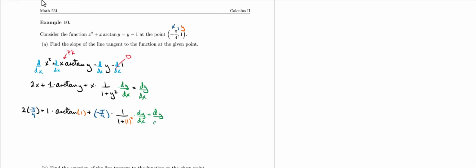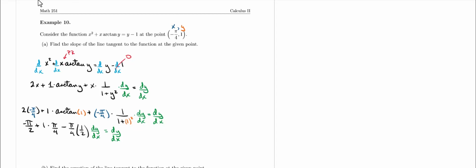and this is equal to dy/dx. Alright, simplifying a little bit here, we're going to have negative pi over 2 plus 1 times, alright, what is the arctangent of 1? In other words, what is the angle whose tangent is 1? Well, the only angle that fits this description is pi over 4, plus, well, technically now it's negative pi over 4, times 1 over 1 plus 1. It's going to be negative pi over 4 times 1/2 dy/dx, and this is equal to dy/dx here.